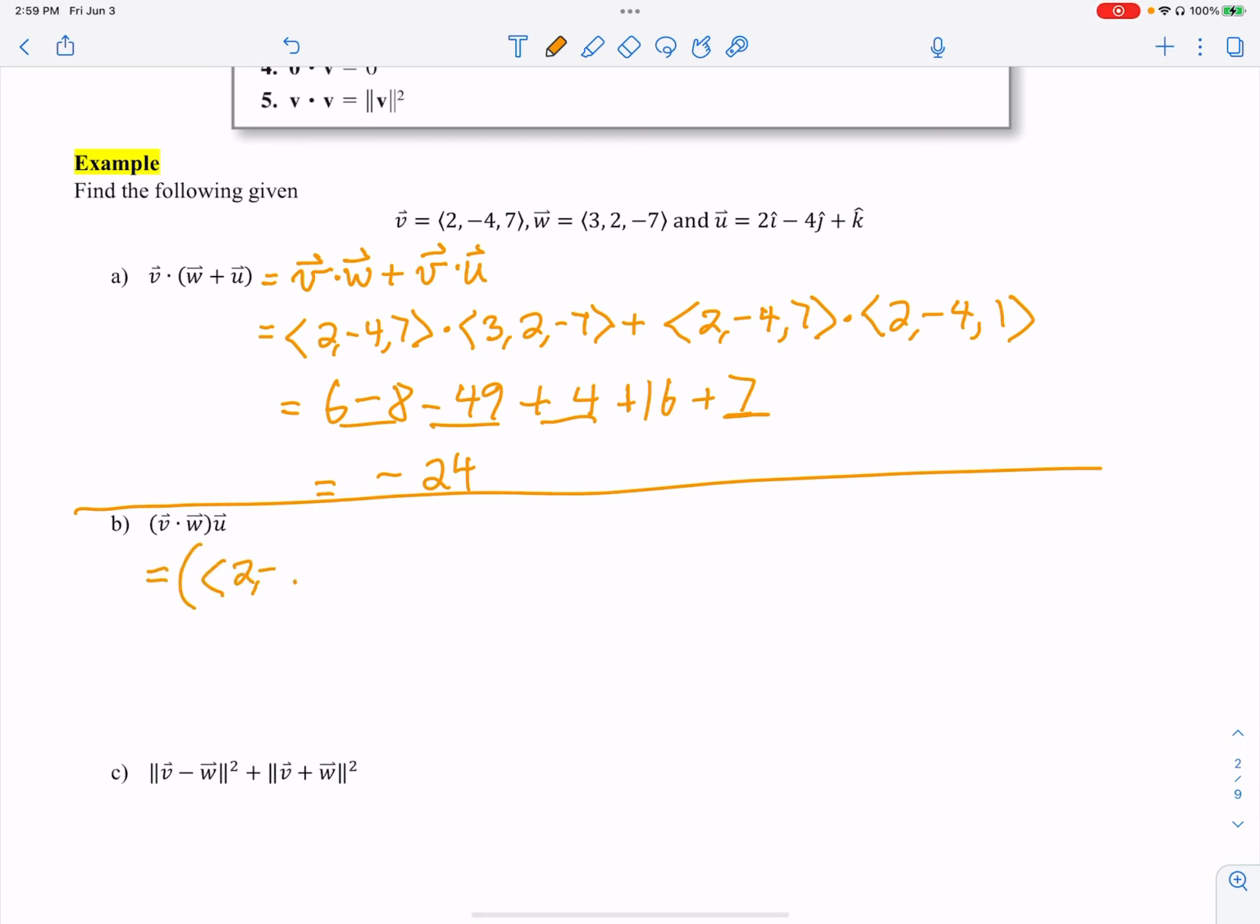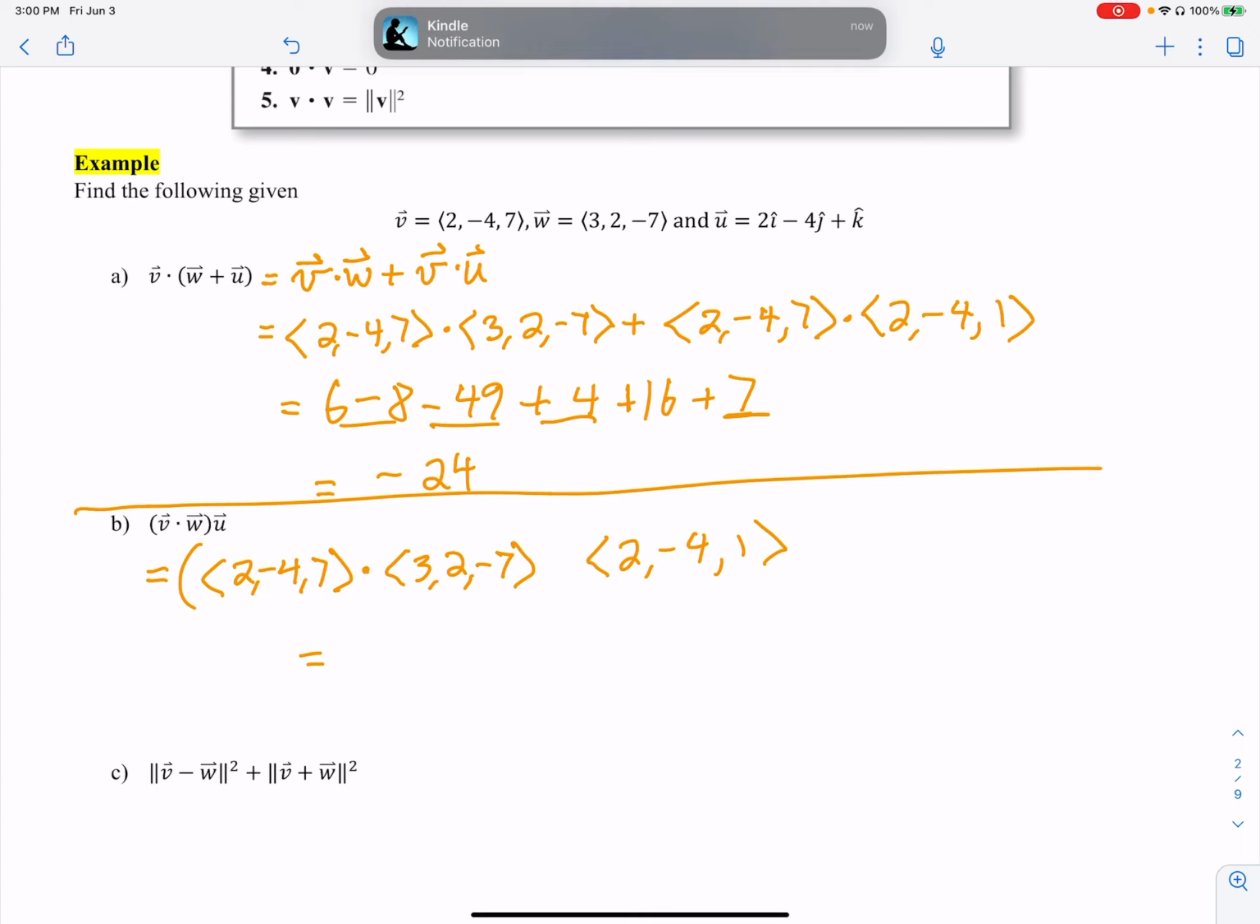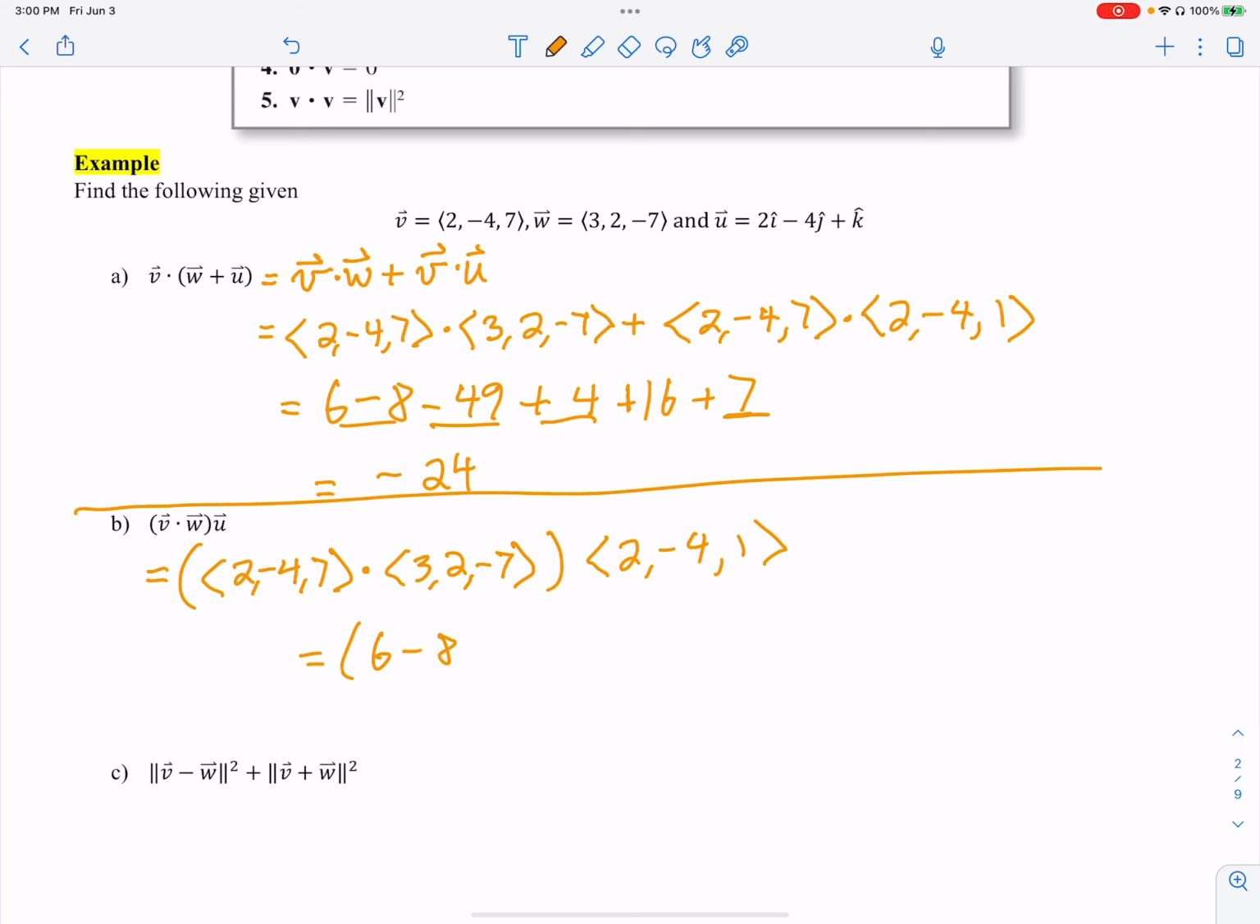2, negative 4, 7, dotted with 3, 2, negative 7. And then we're going to multiply that by the u vector, 2, negative 4, 1. This isn't a dot here in the middle, and you'll see why. We do the dot first. We got 6 minus 8 minus 49 times this vector. So notice now we get this number, negative 51.